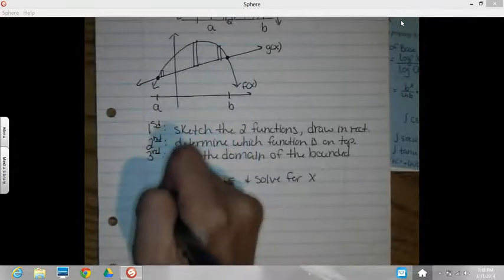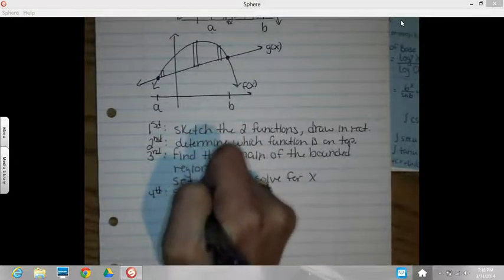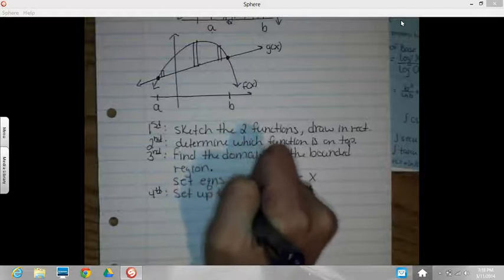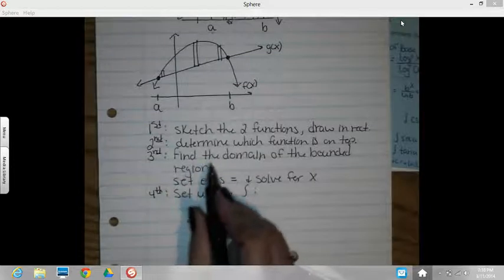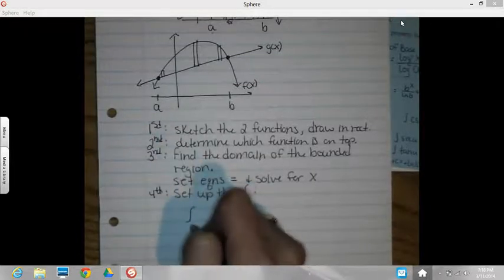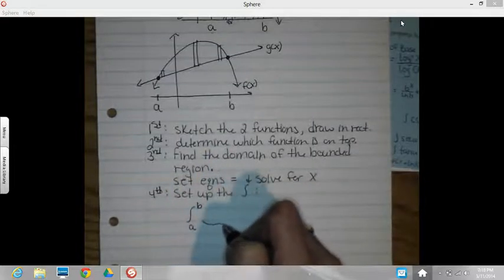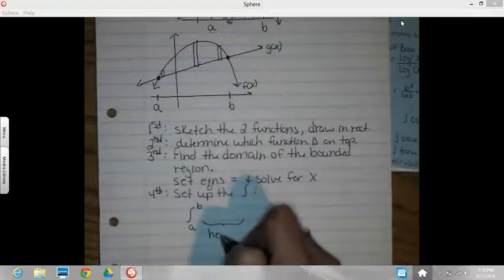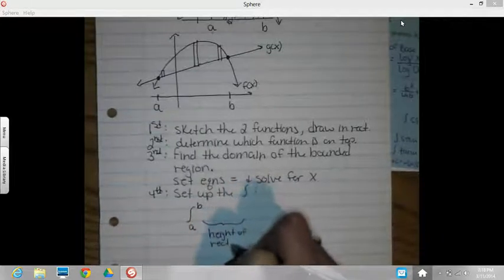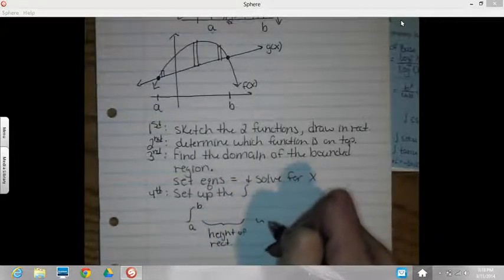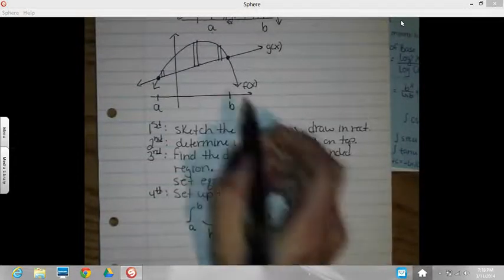Now your fourth step is to actually write the integral. So set up the integral. You'll already have your boundaries from step 3, from a to b. And then what you want in here is the height of the rectangle, and we'll look back and I'll show you how to do that, and then the width of the rectangle. Your width is dx. So that's how wide it is, dx wide.